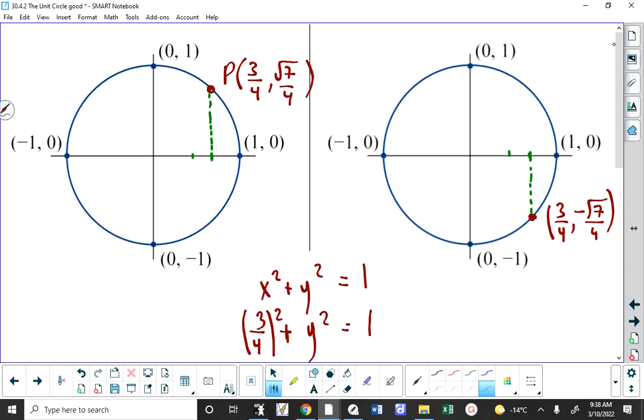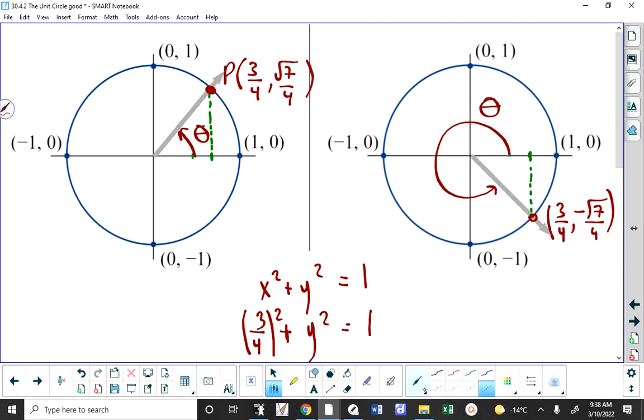If you want to draw the terminal arm and show the rotation angle, this is the terminal arm. It does have an arrow on the end of it. It goes on forever. This would be theta. And this would be theta. And we're done.